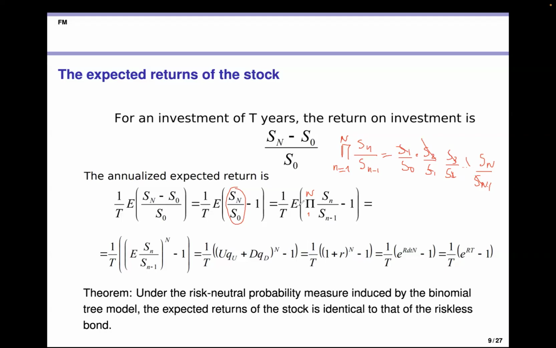After that, the mathematical expectation of the sum is the sum of mathematical expectations. The mathematical expectation of 1 is just 1. And the mathematical expectation of a product of independent values is the product of mathematical expectations, so this to the power n. And the mathematical expectation of this ratio, Sn divided by Sn minus 1, from previous slides we know is uQu plus dQd, to the power n. So the mathematical expectation is this to the power n.